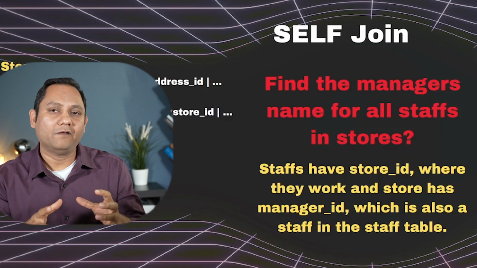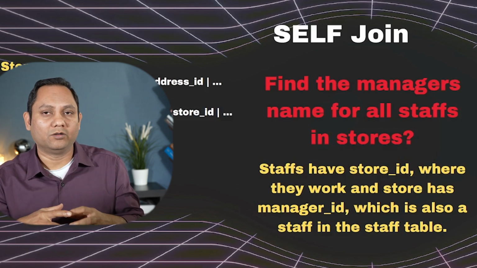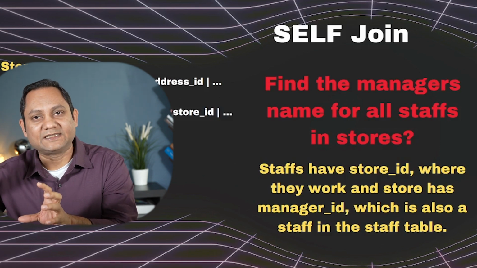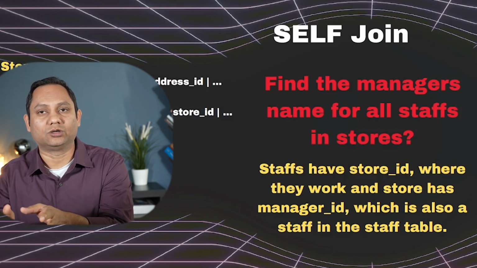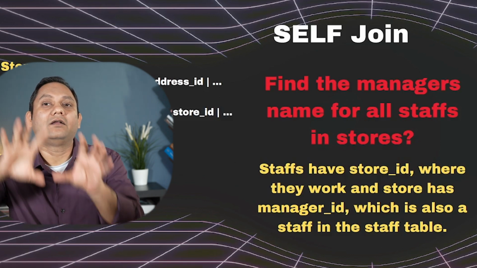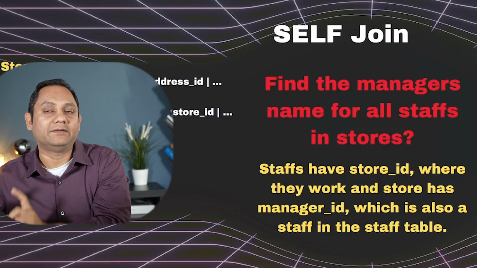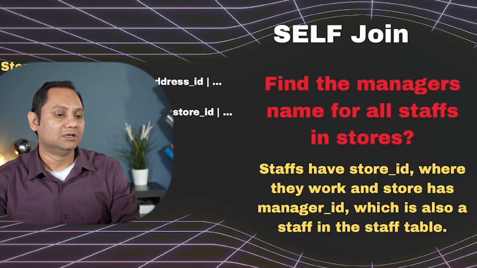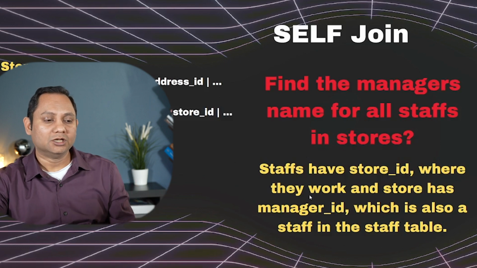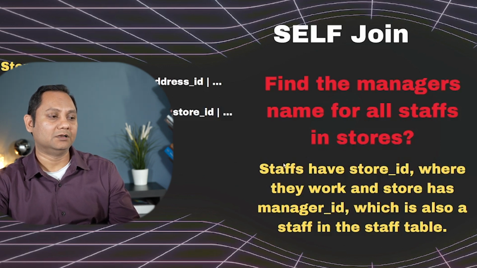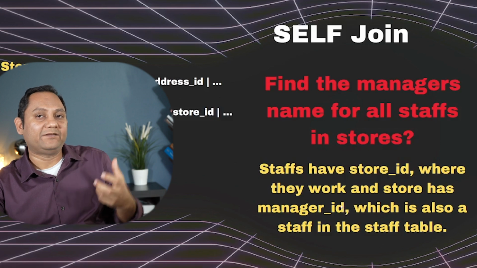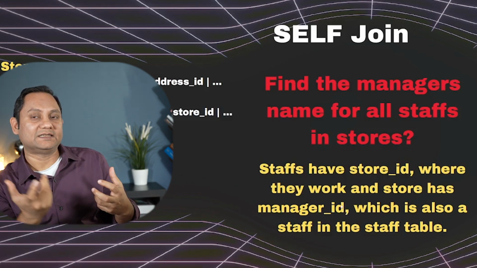Now take all the managers of the staff of a store. All the staff that work in a store, the store has a manager for that particular store. So the manager of the store is technically the manager of all the staff working in that store. What I want is all the staff names along with their manager names. To solve this problem, staff have a store ID where they work, and the store has a manager ID to whom they report. So we will join the staff and the store table. Because the manager ID in the store table will also be a staff in the staff table, we'll be joining the staff table 2 times. That is how we are doing a self join on the staff table.